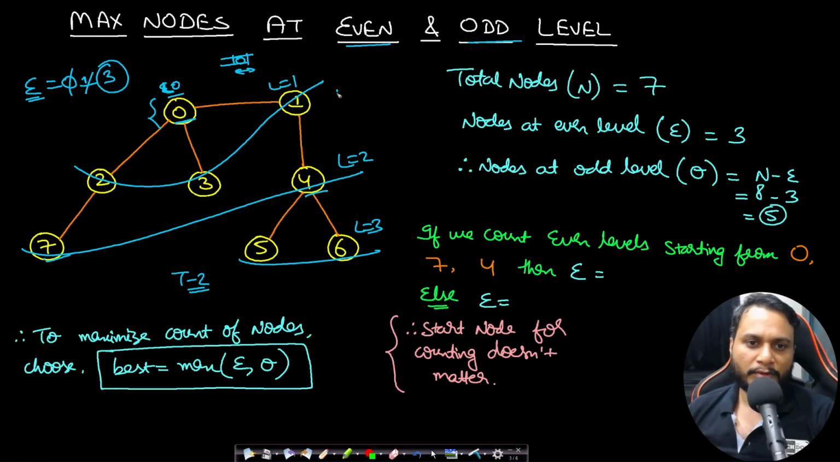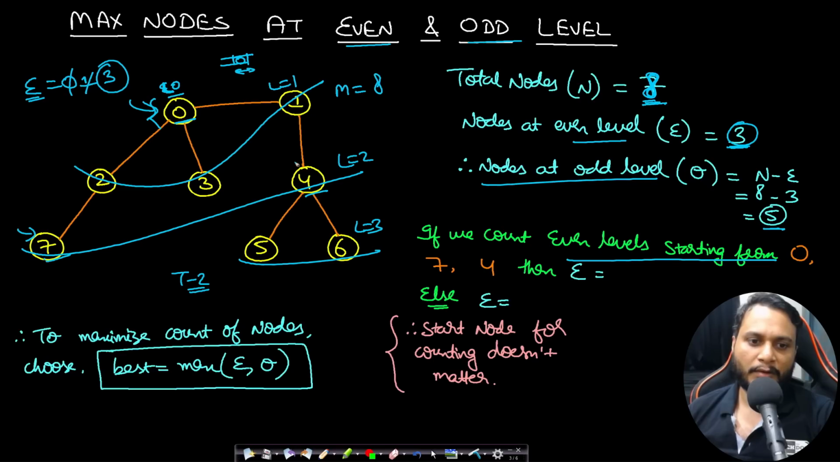You know that the total number of nodes in tree 2 will be edges.size plus 1, and so here it will be 8. Okay, so the total number of nodes are 8, and nodes at even level that we found is 3. Therefore the nodes at odd level will be the total nodes minus the nodes at even level, which will be 5 in this case, right? So as I already explained, if we count the even level starting from either 0 or 7 or 4, it will come out to be the same, and it will come out to be 3.